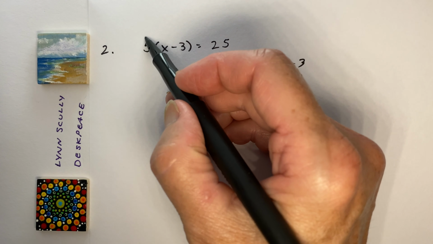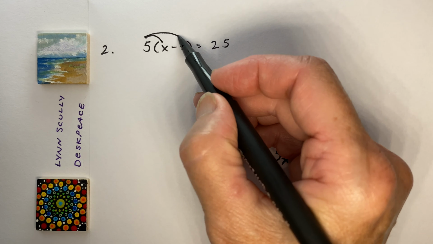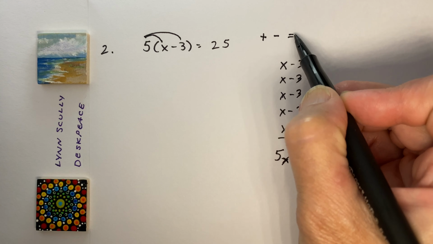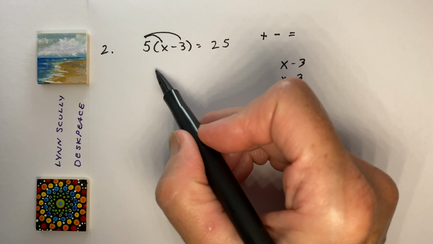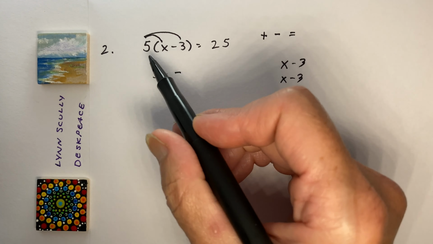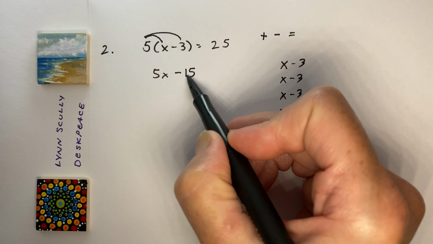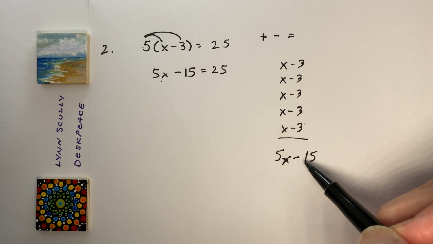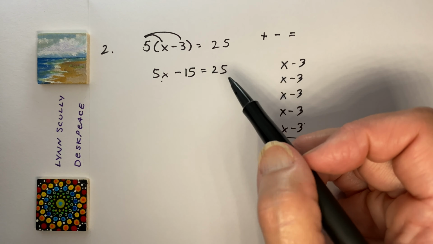And what you do is this multiplication goes to each term in a package, and a term is separated by a plus or a minus or an equal sign. 5 times x is 5x minus 5 times 3 is 15 equals 25. You see I got the same thing here as here. This is a bit faster though.